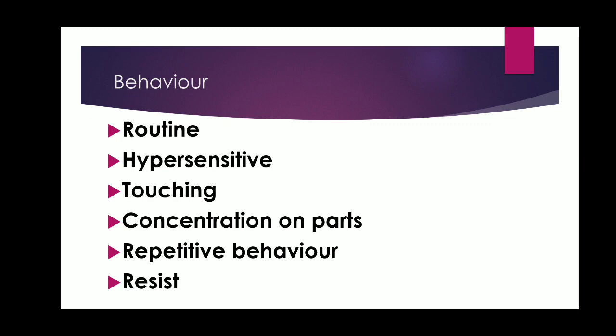So we have talked about the three major characteristics of autism spectrum disorder. If a person has two or more characteristics from each category, it will be called an autism spectrum disorder child.